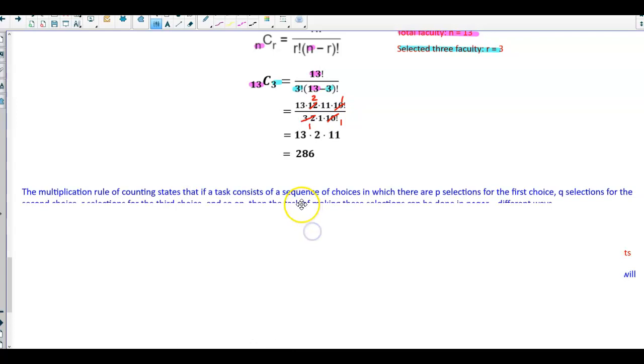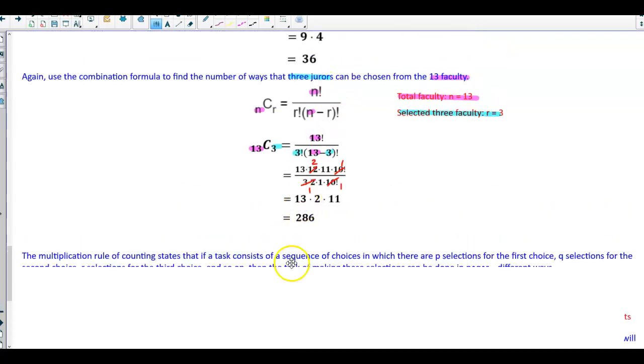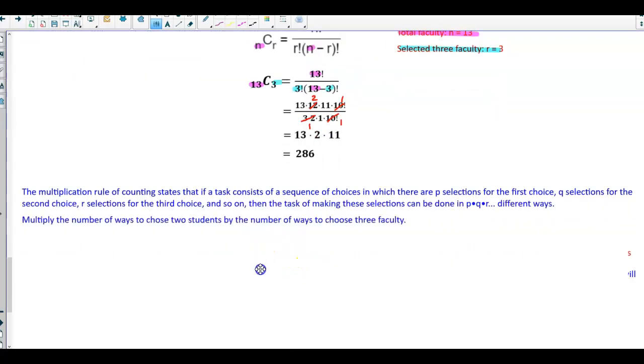Okay, now what do we do with those 2 numbers? Well, the multiplication rule of counting states that if a task consists of a sequence of choices in which there are P selections for the first choice and Q selections for the second choice, R selections for the third choice, and so on, we would take each one of those choices and multiply them together to get the different ways.